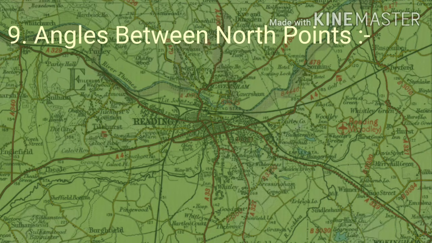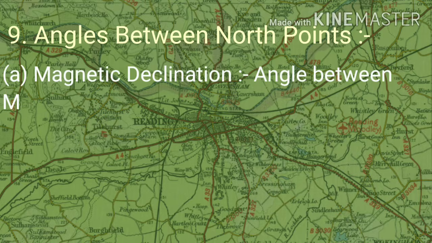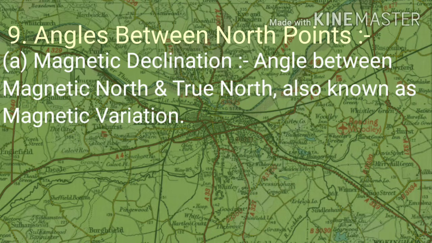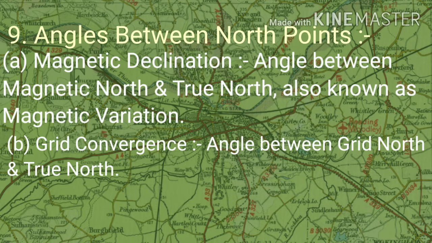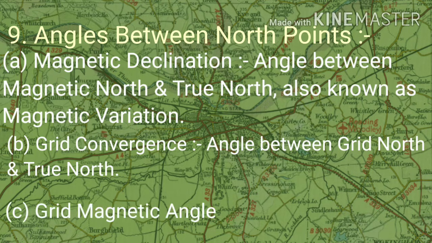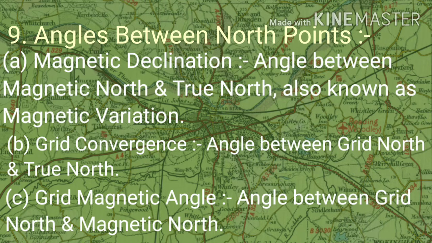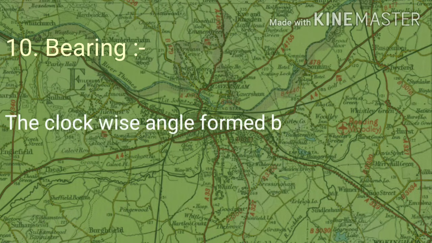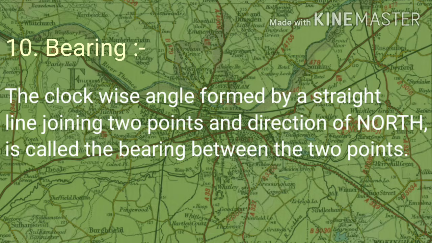Then angles between the north points. First one, magnetic declination. Angle between magnetic north and true north, also known as magnetic variation. Then grid convergence. Angle between grid north and true north. Then grid magnetic angle. Angle between grid north and magnetic north. Then bearing. The clockwise angle formed by a straight line joining 2 points and the direction of north is called the bearing between the 2 points. A bearing is always measured in clockwise direction.